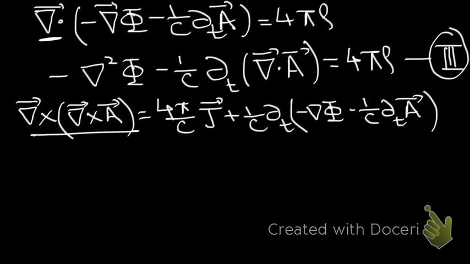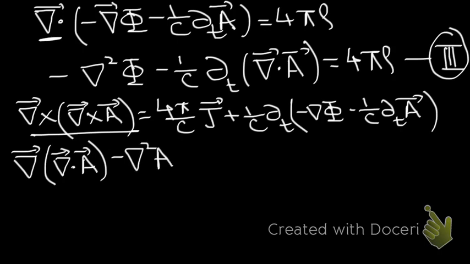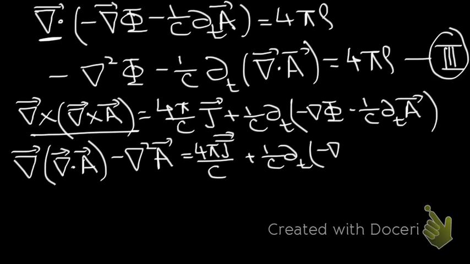So we know that this thing over here evaluates to the gradient operator of the divergence of A, that is the vector potential, minus Laplacian of A is equal to 4 pi J over C plus 1 over C partial time derivative of this thing over here, that is negative gradient times phi minus 1 over C times the partial time derivative of A.